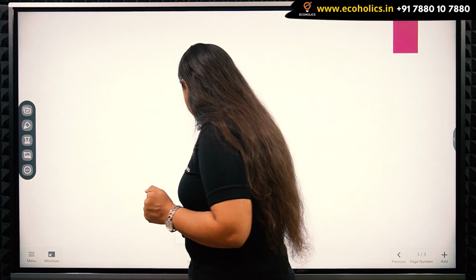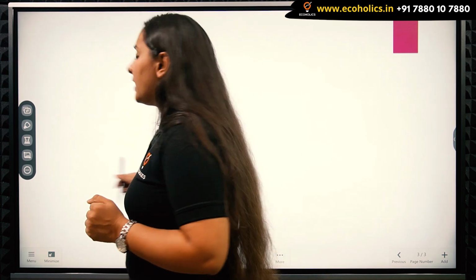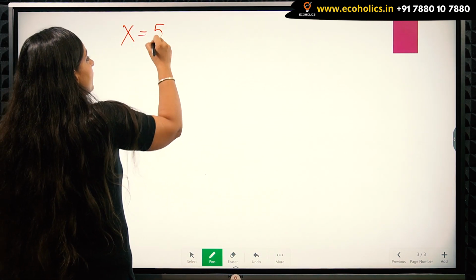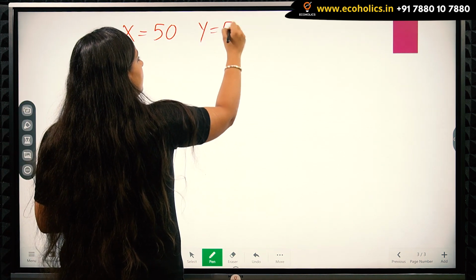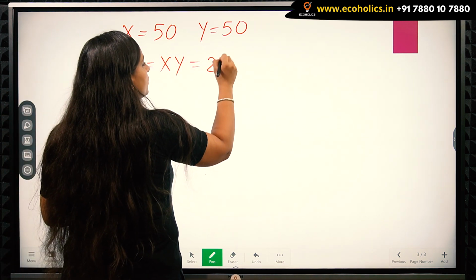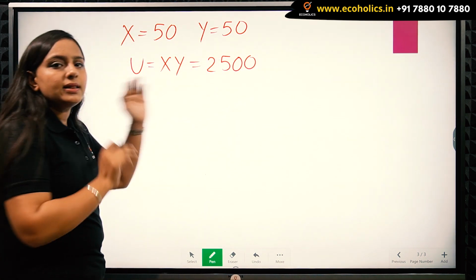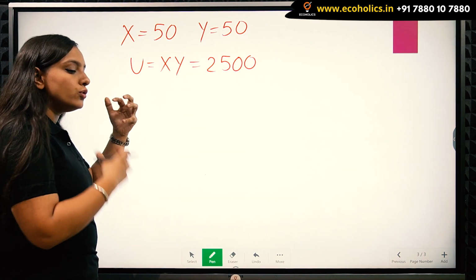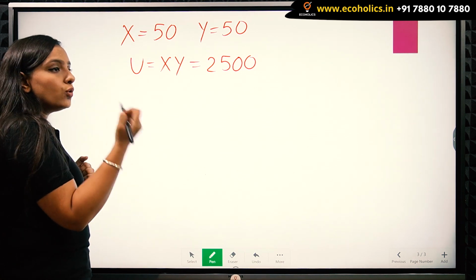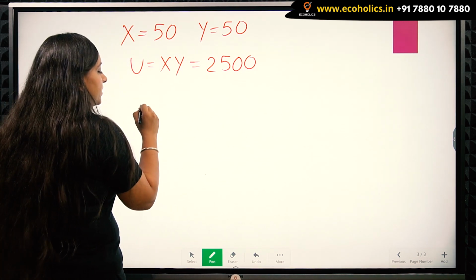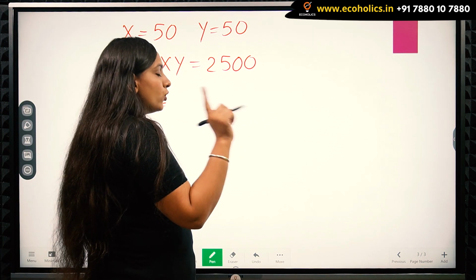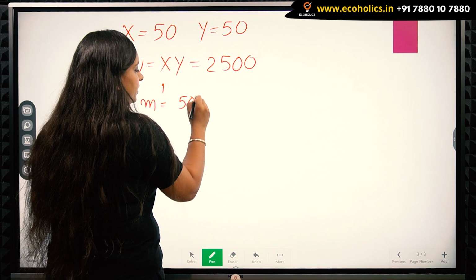So our X was 50 and our Y was 50 and our utility, which was equal to XY, was coming out to be 2500. So I want to maintain this level of utility. I want to know that change in income which would give me this utility. We denote the new income with M dash. So I want to consume the same level of good X to maintain utility.